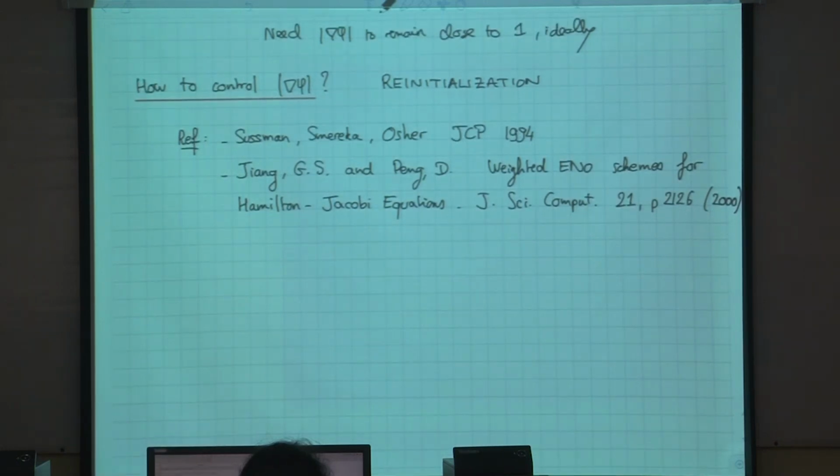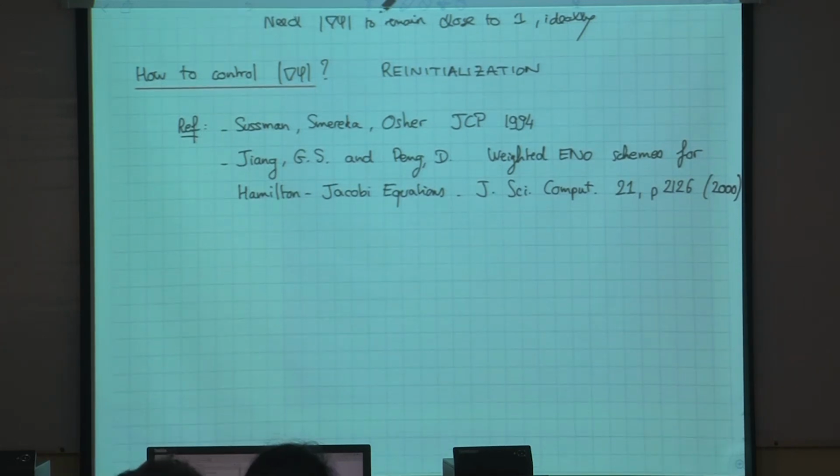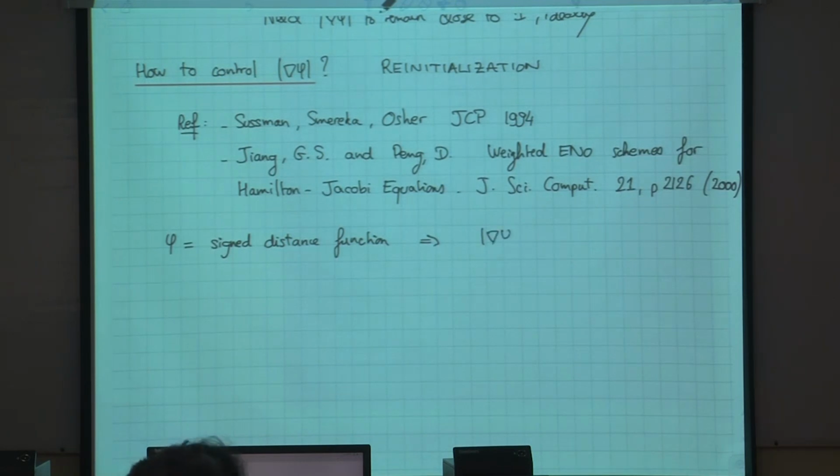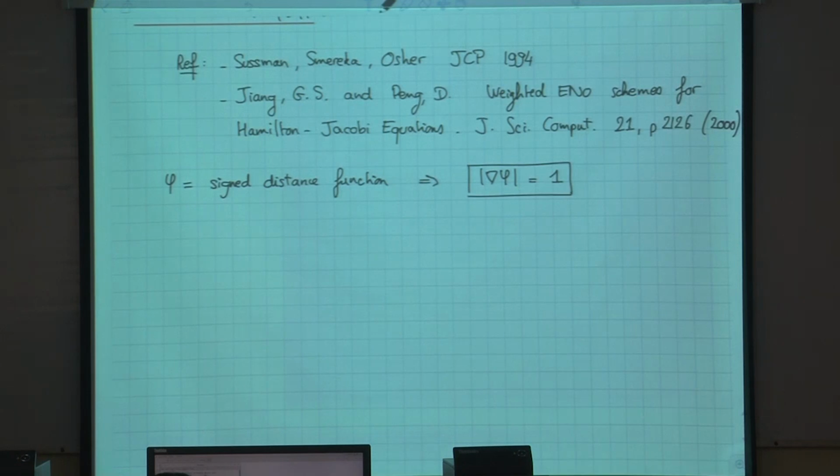So we're going to talk about this reinitialization. So how does it work? So phi being a distance function implies that the magnitude of the gradient of phi is equal to 1. So we're going to put together an equation that upon reaching steady state guarantees that. So we'll go from there to 1 minus magnitude of the gradient of phi is equal to 0.